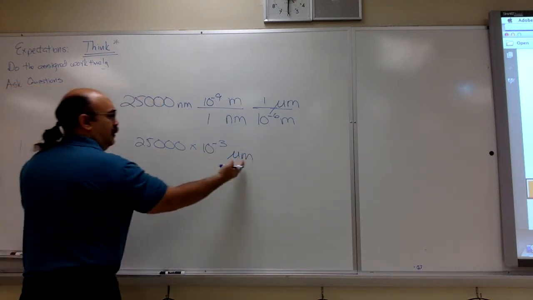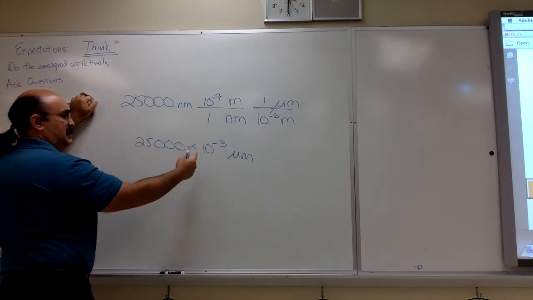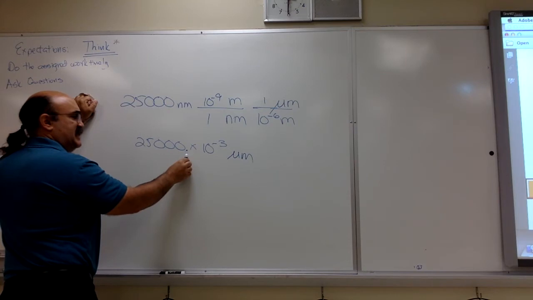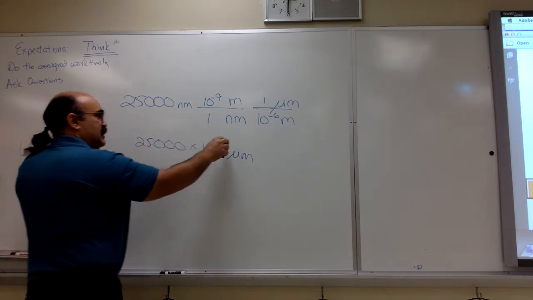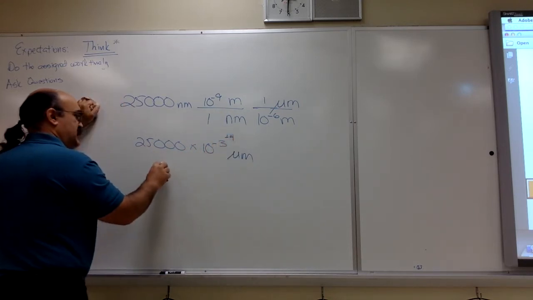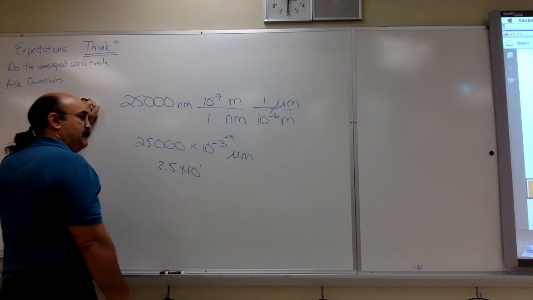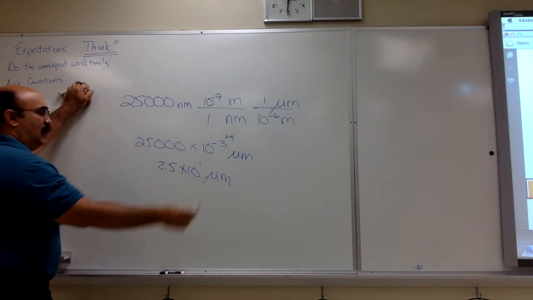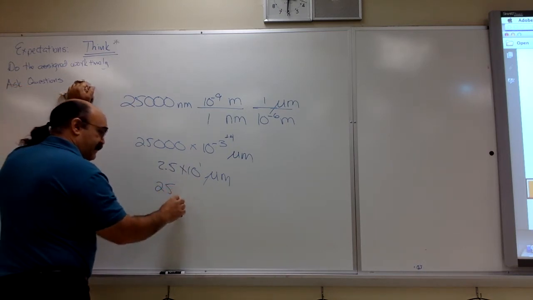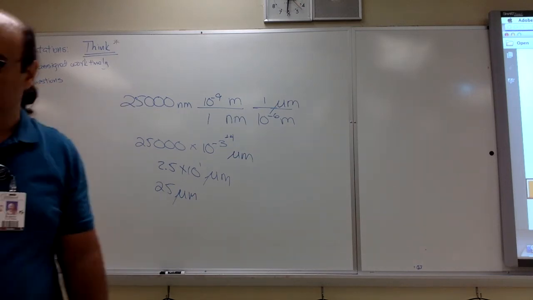Okay, useful, but not a practical way of doing this. This then turns out, if I change this to scientific notation, I go 1, 2, 3, 4 places over, 2 significant digits. So I add 4 to this, and this becomes 2.5 times 10 to the 1 micrometers. Or I could simply write it as 25 micrometers. Yes, no, maybe?